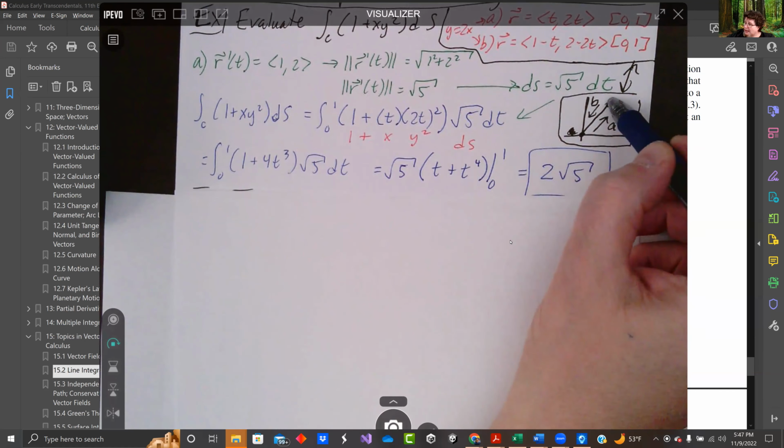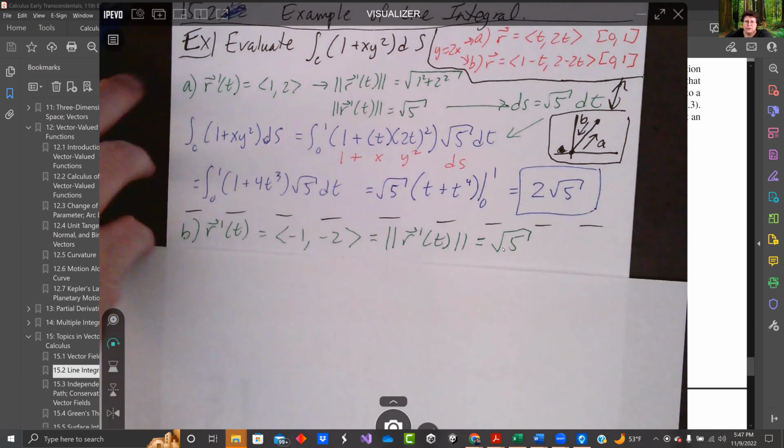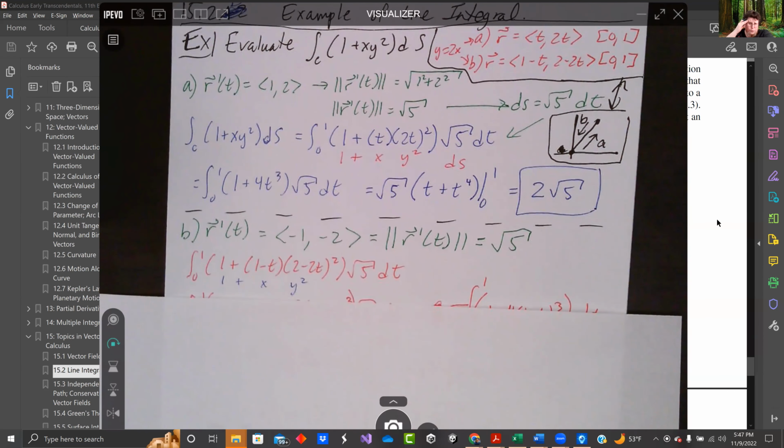Let's do b now, where we go the other direction. If we integrate backwards, we're using this vector right here for r. So our derivatives are going to be -1 and -2, and conveniently, we still have the same norm, square root of 5. We replace x and y with 1 minus t and 2 minus 2t. If you go through the integral, I'll let you work it out, it'll take some time, but when you get through it, you're going to get 2 root 5 at the bottom as well.